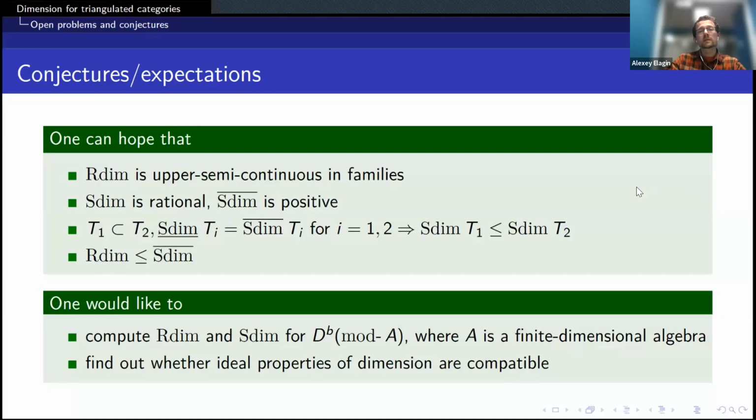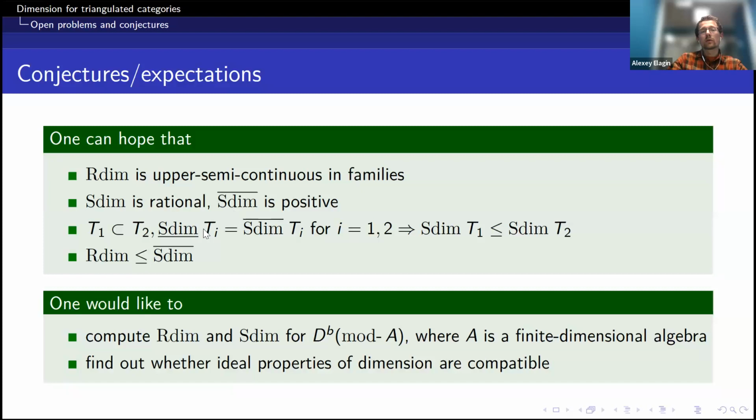So let me list some of the questions that I consider interesting. One is about the behavior of Rouquier dimension in families: whether one can prove that it is upper semi-continuous. Then Serre dimension, which is by definition only a real number. It would be interesting to understand whether it is indeed always rational. That would be nice to have, right? Also, it would be nice to prove that Serre dimension for good categories is positive, upper Serre dimension.